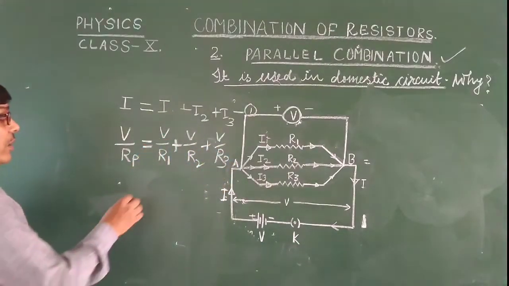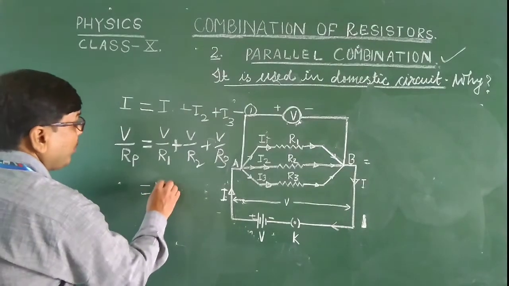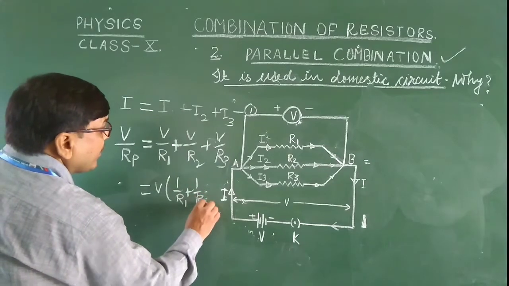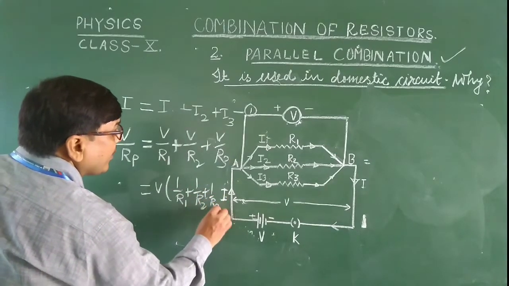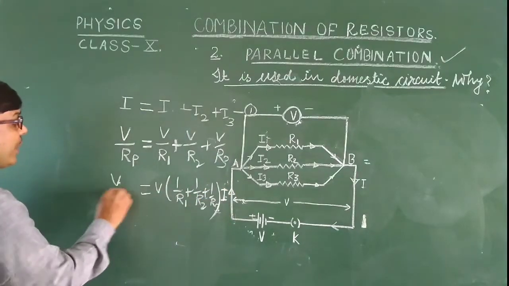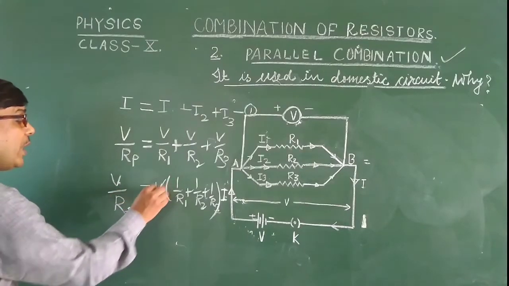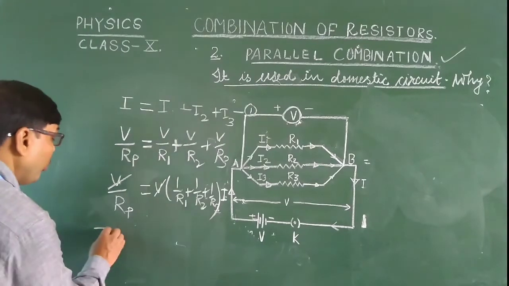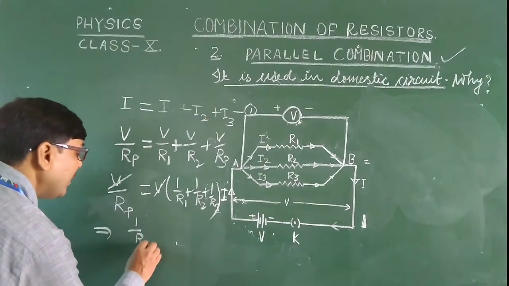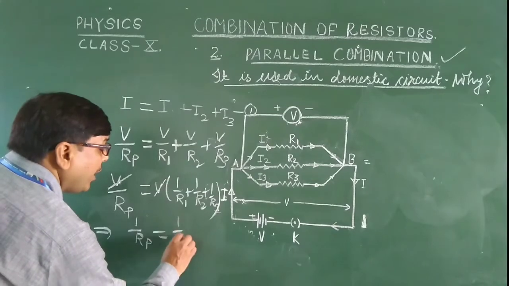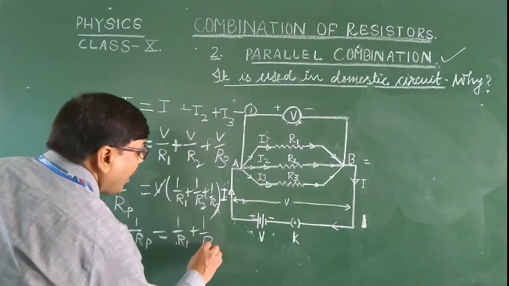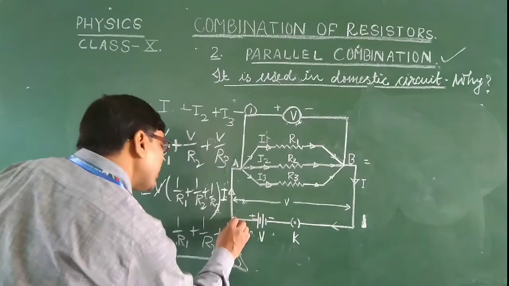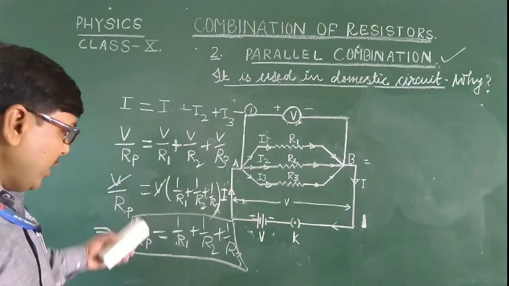So what we see is that V and V are cancelled. It is on both sides. So 1 upon Rp is equal to 1 by R1 plus 1 by R2 plus 1 by R3. This is the expression. This is how it is derived.